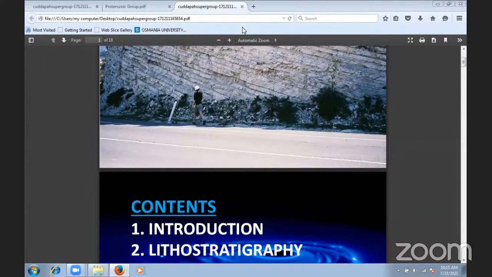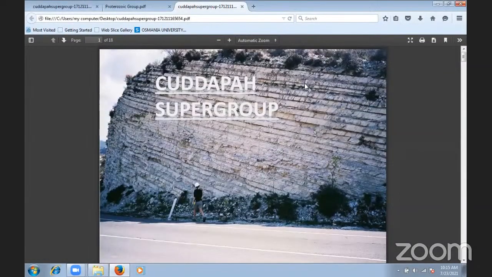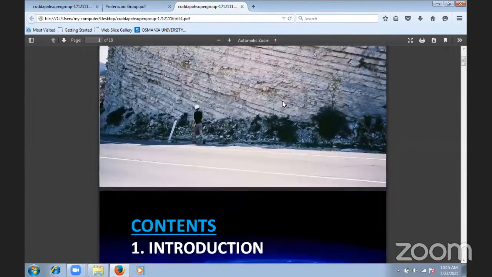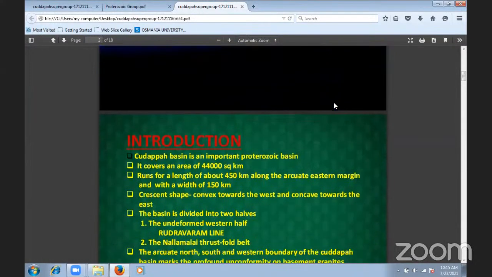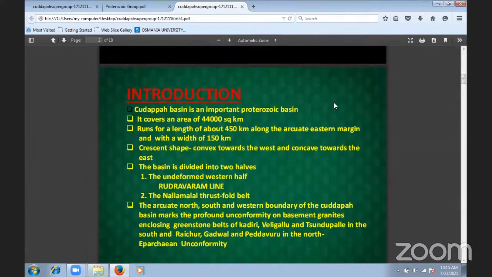Now this is the Kadapa basin. You see here the Kadapa supergroup, how the formation was settled from the basement onwards. Lithostratigraphy of the Kadapa stratigraphy in the Kadapa basin. Kadapa is a very important major Proterozoic basin, and it covers an area of about 44,000 square kilometers. Its length is about 450 kilometers along the arcuate eastern margin, with a width of 150 kilometers, and its shape is crescent-like.